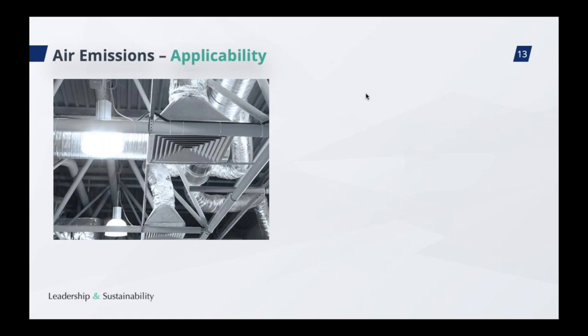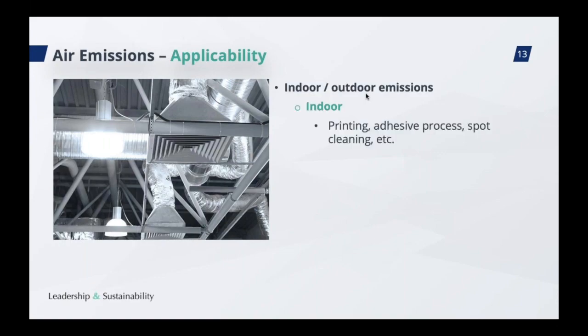Before we move on to the next questions, I would like to give you some information about indoor and on-site emissions. Indoor air pollution sources are the primary cause of indoor air quality problems. These may be printing, adhesive processes, and spot cleaning. On-site emission is a point source with a stack that emits to the outside environment, for example, fuel consumption and spinning or dyeing.